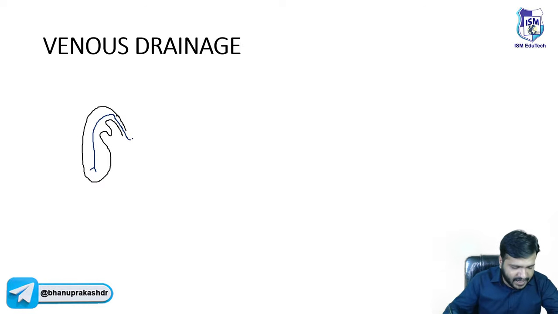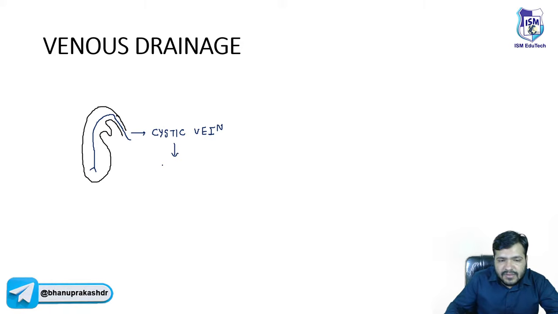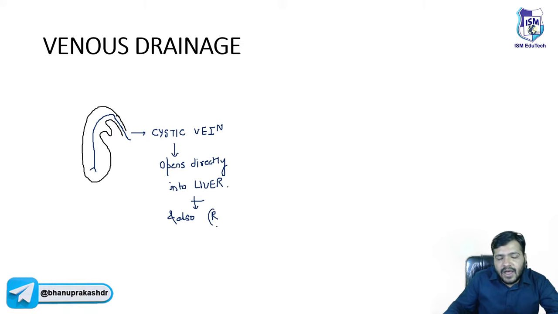Yes, Kriti, very good. It is the cystic vein which is draining the gallbladder. It opens directly into the liver, and also the right branch of the portal vein.